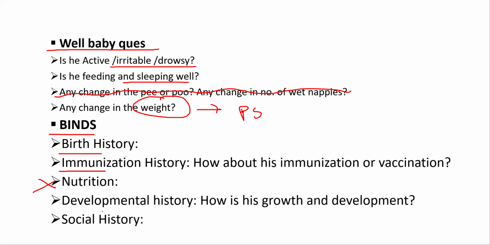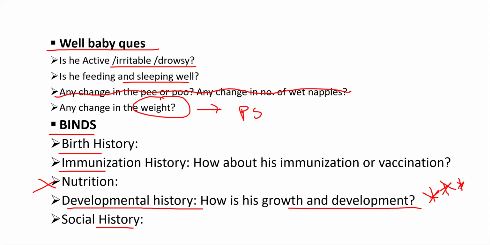Nutrition, we don't ask this question quite often. Development history, how is his growth and development? Very important question for pediatrics. Especially if it is a pyloric stenosis child, the child will not gain weight, will not grow well. So growth and development will be hampered.